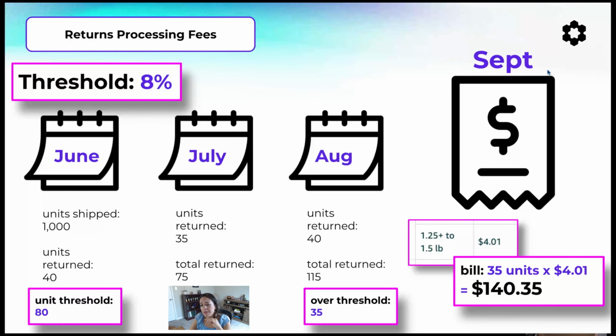And then in September, that's when you get your bill. They say you've got 35 units. Based on this product, we're going to charge you $4.01 in returns processing fee. These are very hefty per unit fees. And so those 35 units cost you $140 in returns processing fees for June. So that's how it breaks down.